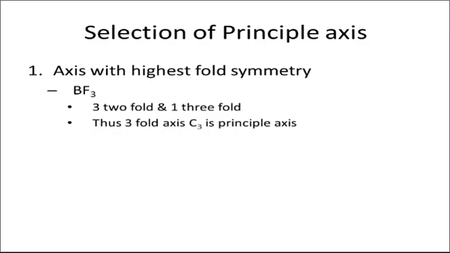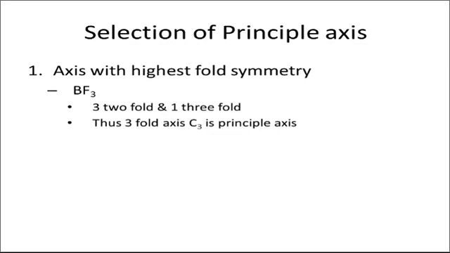Let us take an example of BF3. In BF3 there are three two-fold symmetry axes, that means C2, and one three-fold, that means C3. Thus there are two types of axes, one having C2 where n is equal to 2 and one having C3 where n is equal to 3. Thus we have to consider such an axis which has highest fold, that means n value is maximum. Here it is 3, therefore for BF3, C3 will be considered as principal axis.